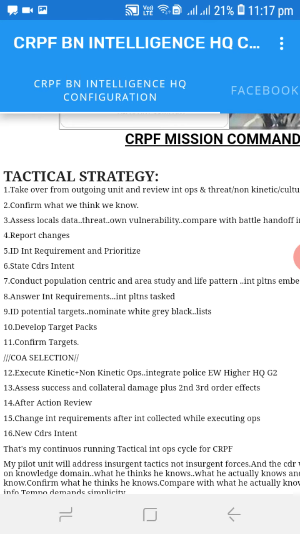Now, battle handoff, the information given to the incoming unit by the outgoing unit, उसके साथ कंपेयर करना चाहिए कि मेरा जो इनकमिंग यूनिट है उसकी वल्नरेबिलिटी कैसा है, so that I may be able to avoid the threat and its actions. I must assess the local data given to me by the int officer of the outgoing unit. Unfortunately, we don't have organic int units.